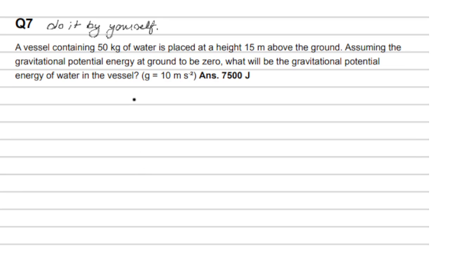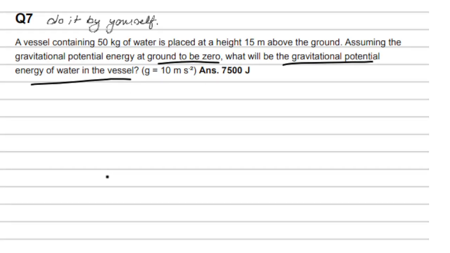A vessel containing 50 kg of water is placed at the height of 15 meter. Assuming the gravitational potential energy at ground to be zero, what will be the gravitational potential energy of water in the vessel? So this is just an mg delta h formula application. You can do it by yourself.